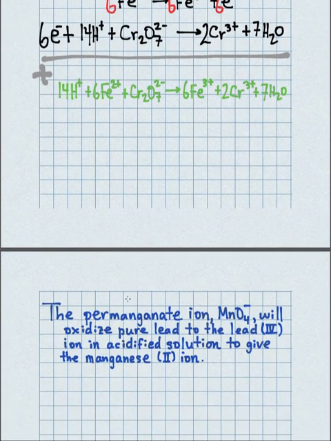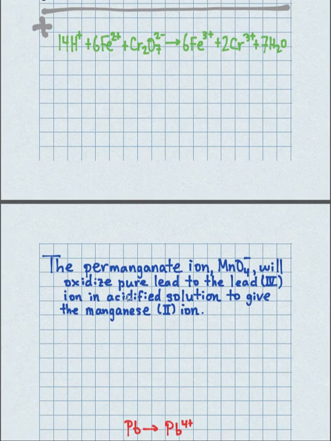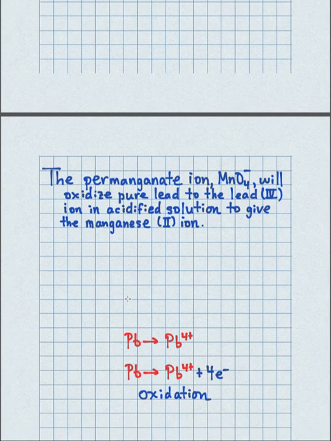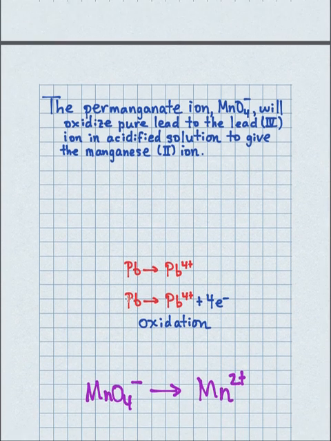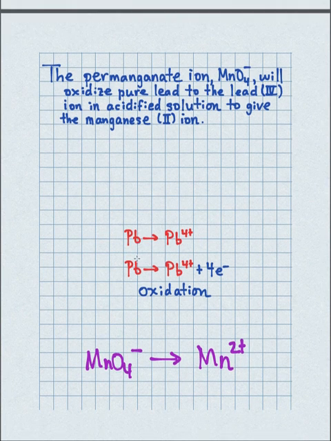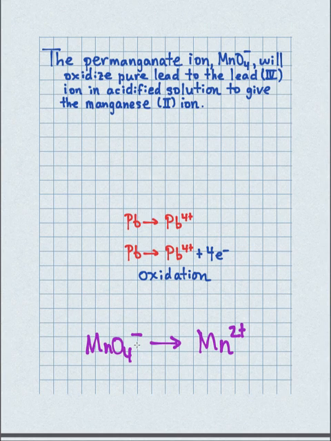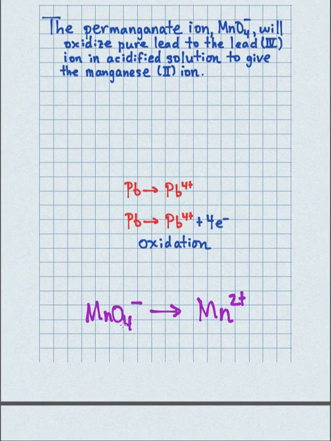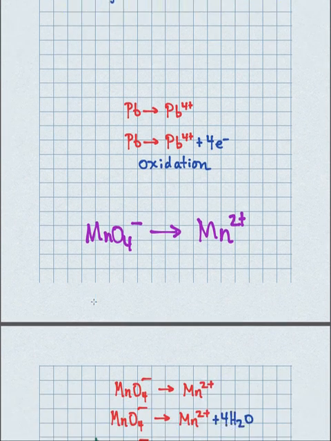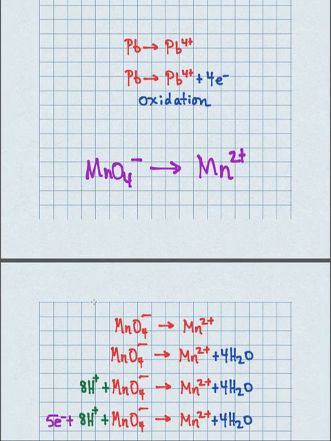Here's another one. Permanganate. Permanganate's a strong oxidizing agent. It's going to oxidize lead into lead 4 plus. So that's simple. The oxidation is simply the lead goes to lead 4 plus and loses 4 electrons. But the permanganate's not so simple. It's done in an acidified solution. So I know some water is going to be involved here. I know some acid ions are going to be involved here. So let me go to it.